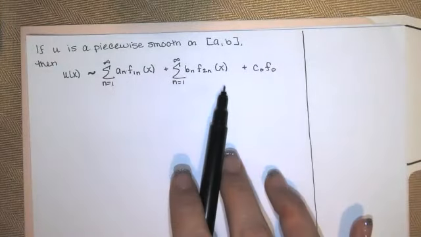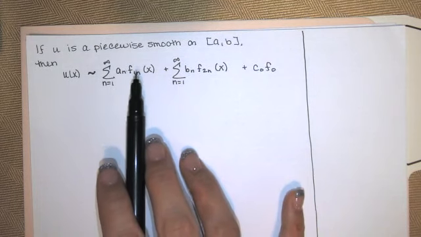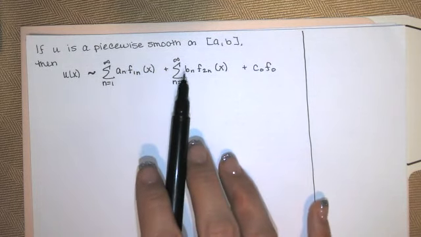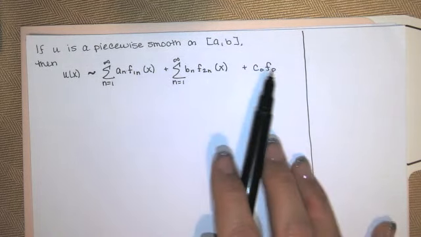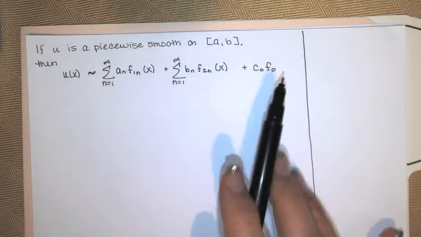This is the same thing. We just have two sets of eigenfunctions. So you've got constants times the first set of eigenfunctions plus constants times the second set of eigenfunctions plus this constant times the 0th eigenfunction that was associated with lambda equals 0.